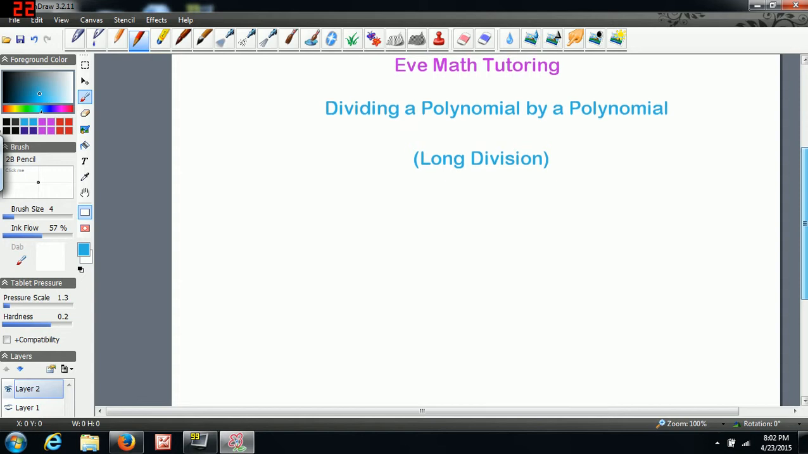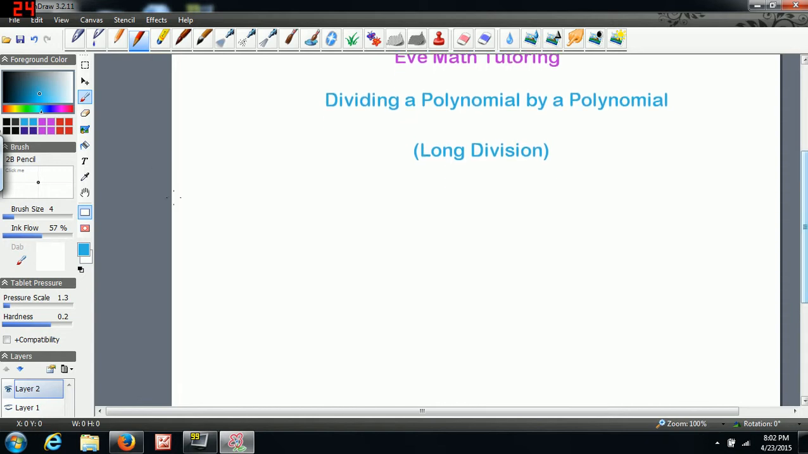We can do one more example. This one's a little bit more complicated. So you have x to the 4 minus 5x cubed plus 9x squared minus 7x plus 2, and the question says divide this by x squared minus 3x plus 2.